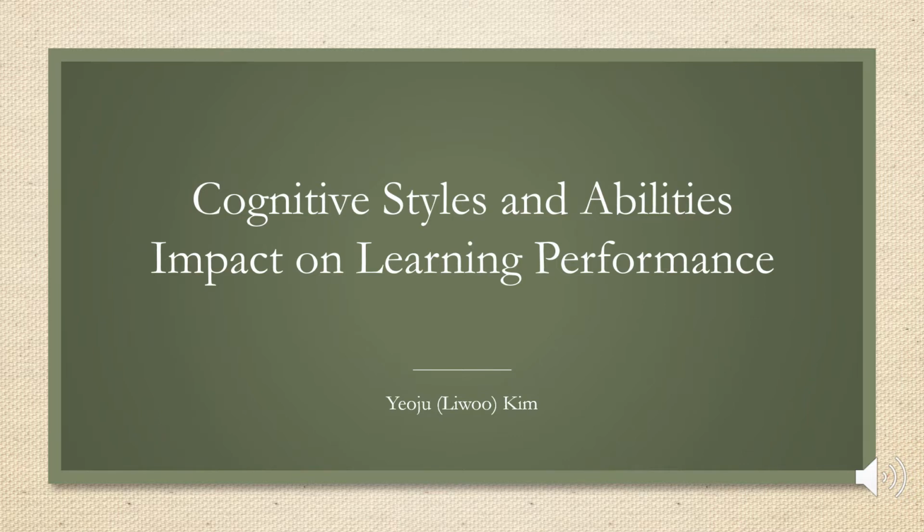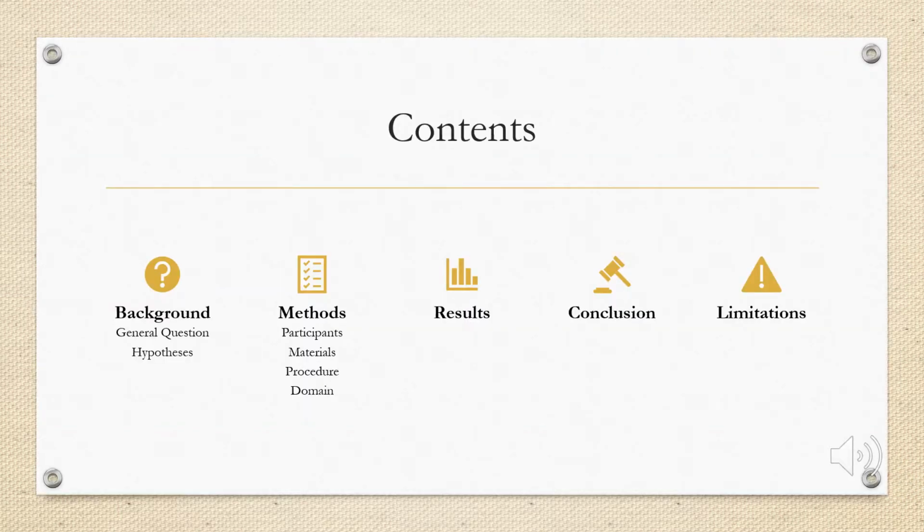Today I'm going to present cognitive styles and abilities' impact on learning performance. In this presentation, I'll start by talking about the background, methods, results, conclusions, and the limitations of this study. In the background section, I'm going to talk about the general question and the hypothesis that the researchers wanted to figure out. In the methods, I'm going to present participants, materials, procedure, and the domain.